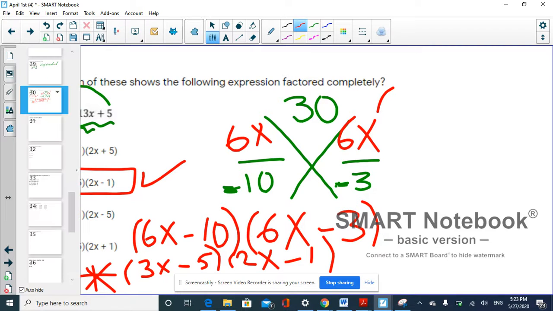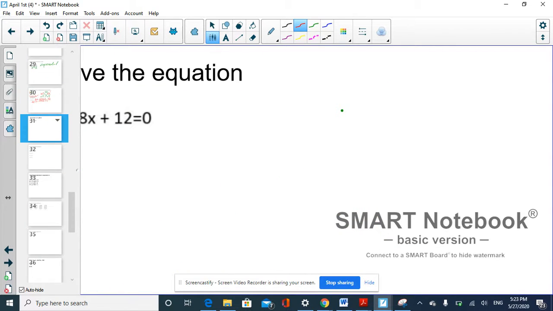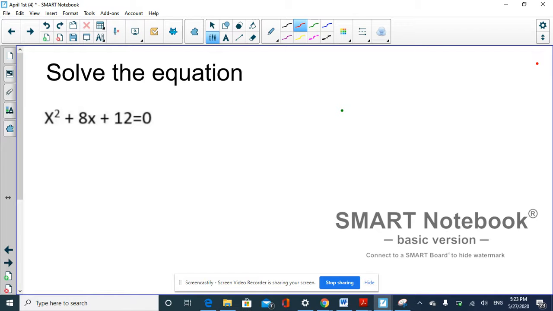Let's see another example for solving the quadratic equation. We have the equation x squared plus 8x plus 12 equals 0. We want to solve this equation. You have to know the difference between solving an equation and factoring. Solve means find the value of x, okay? But to solve here, or to find the value of x, we have to factor this trinomial first, so we will try to factor it first, okay?